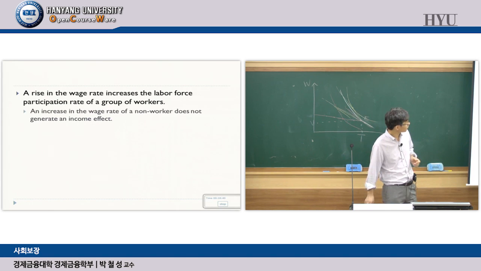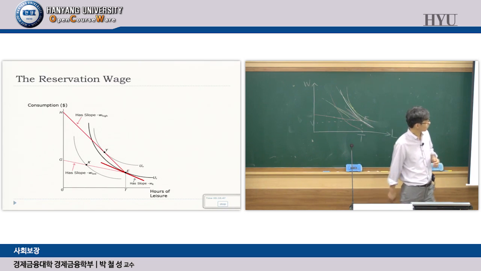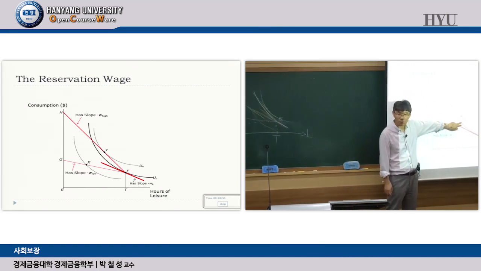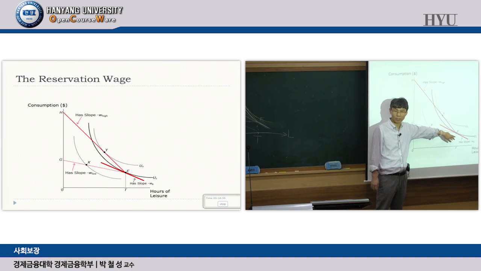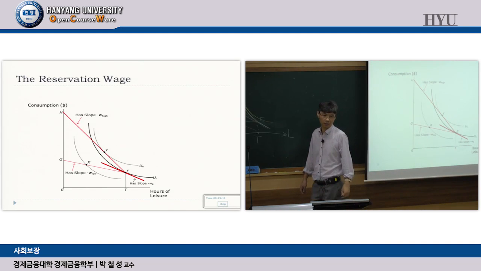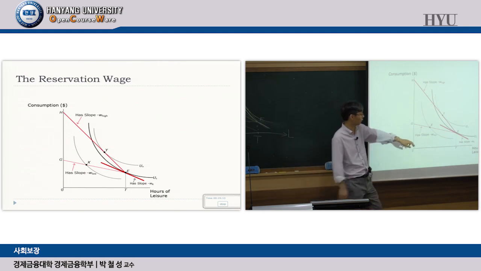Now let's think of the second one. What affects an individual's reservation wage? First, the reservation wage will depend on the shape of the indifference curve. If the indifference curve is flatter, the reservation wage should be lower. If that indifference curve is steeper, then the reservation wage must be higher, because it just depends on the slope.